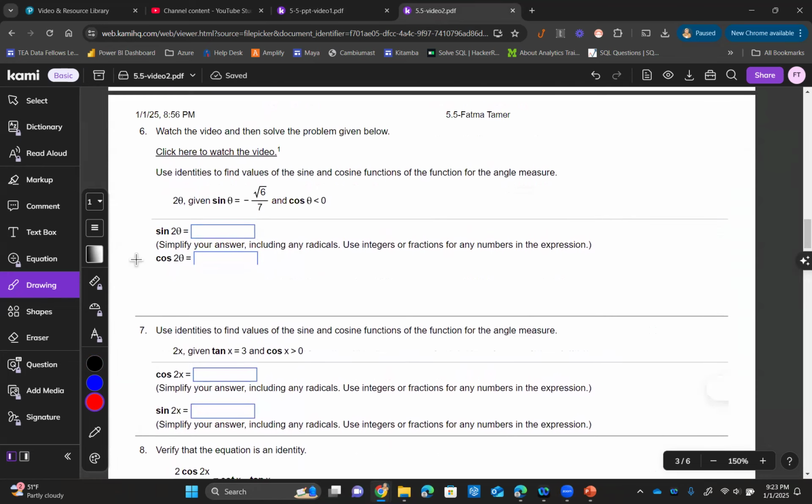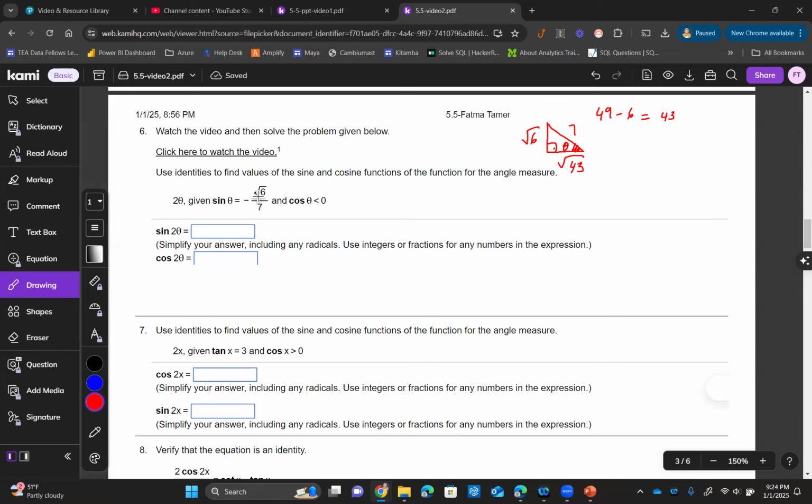For number 6, we have seen a question like this. To find the sine of 2 theta, you need the sine value and you need the cosine value. The sine value is given, but you have to draw a right triangle and find the cosine value for the same angle. If sine is negative root 6 over 7, the opposite side is root 6, the hypotenuse is 7. Using the Pythagorean theorem, 7 squared is 49, root 6 squared is just 6, and when you subtract them, this side squared is 43, that makes it equal to radical 43.